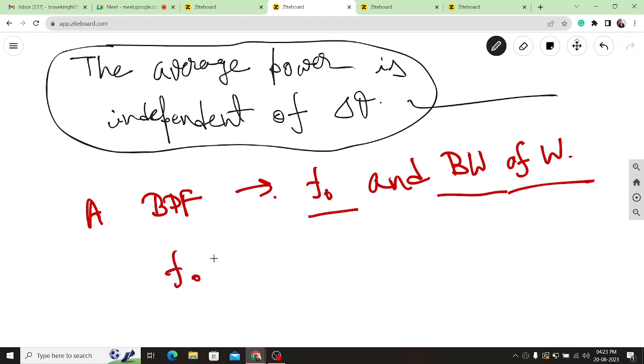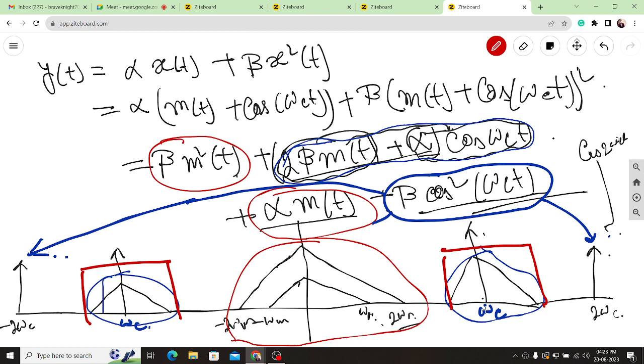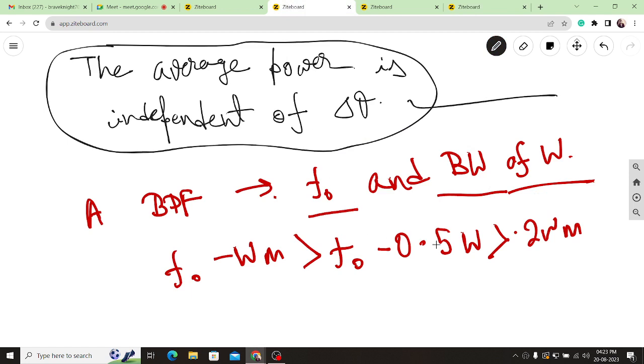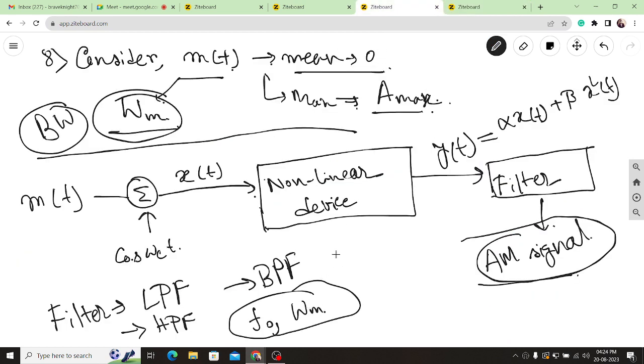such that f0 minus Wm is greater than f0 minus 0.5 W, which is greater than 2 Wm, according to these conditions. This is omega c minus Wm and this is omega c plus Wm. We need such a condition, that is the reason for the bandwidth of W such that this is greater than this but not greater than 2 of Wm. So this should be the characteristics of this filter.